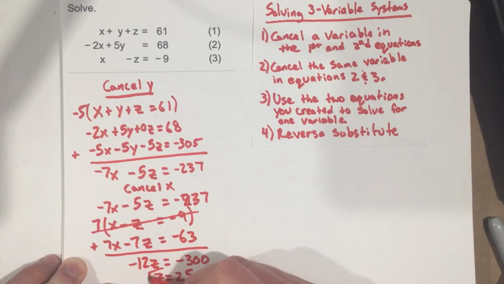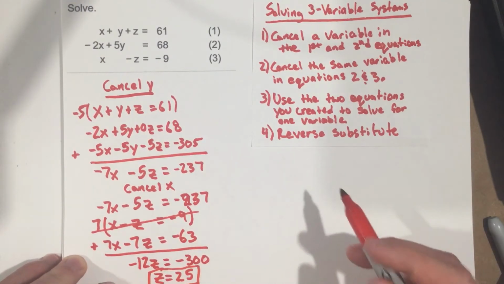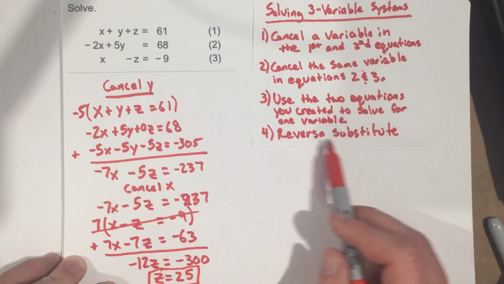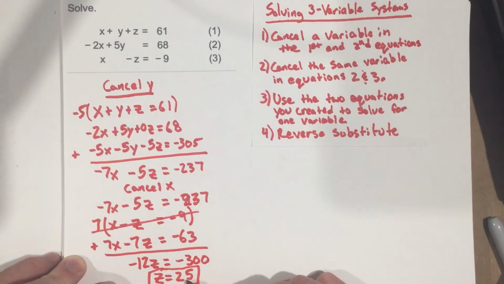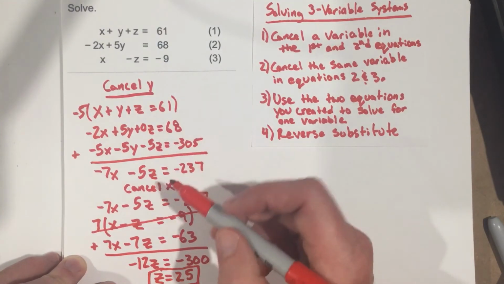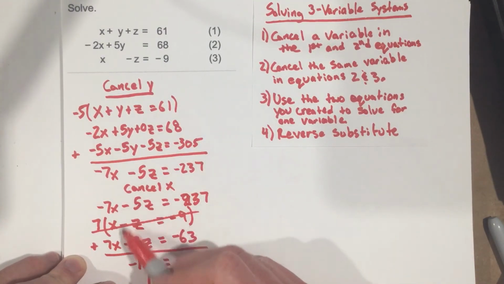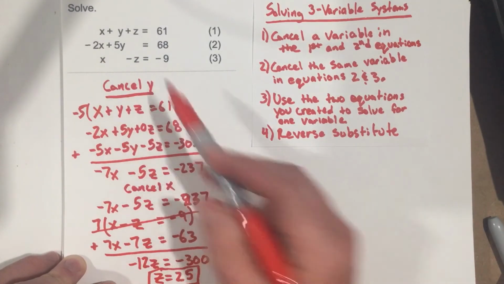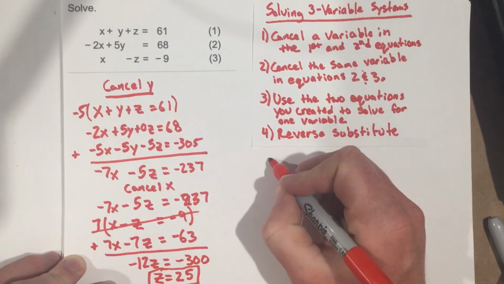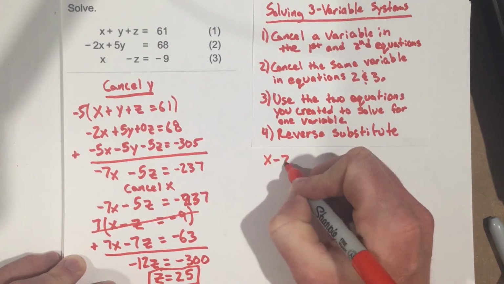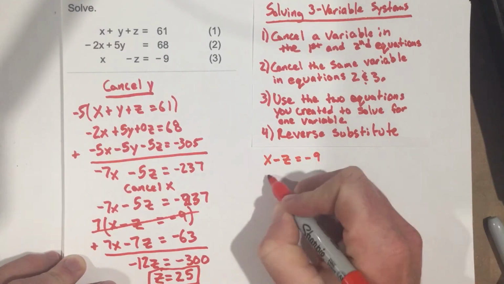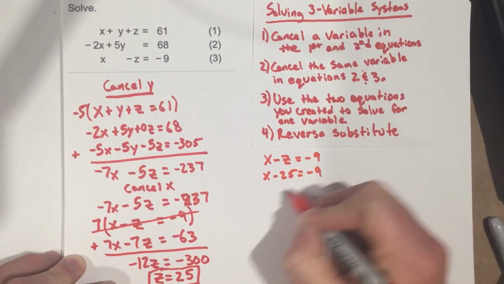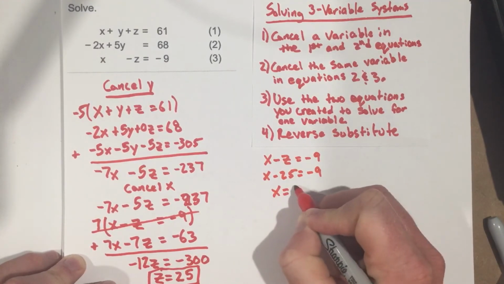That's one of our answers. I'm going to circle it. Now we're going to start to reverse substitute. Because we just took our 2 equations and combined them together, we're going to reverse substitute. So I take z is 25, and I'm going to plug it into one of these 2 equations that I had right here. And actually, I'm going to use the original x minus z equals negative 9. So x minus 25 equals negative 9. Add the 25 over, so x equals 16.